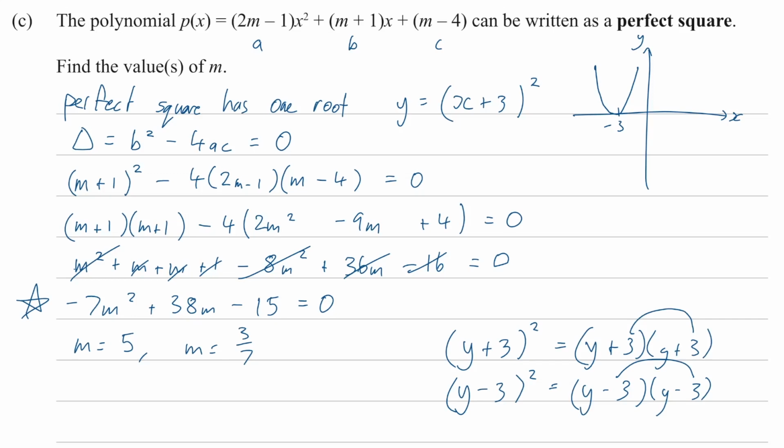So, for a perfect square, this constant, in this case m minus 4, has to be greater than or equal to 0. If it's not, and it's a negative number, that can't be a perfect square. So we can therefore conclude m must be equal to 5, and we can ignore the solution 3 over 7.